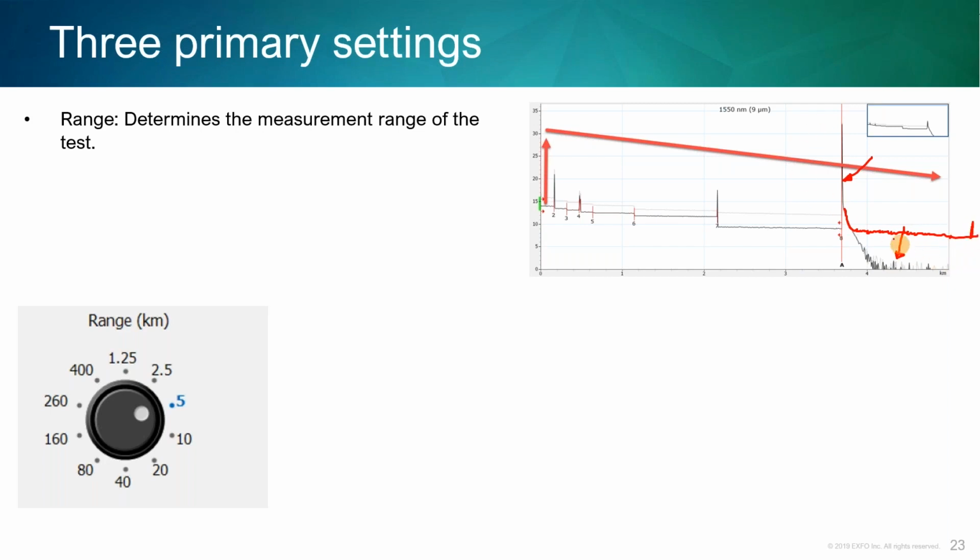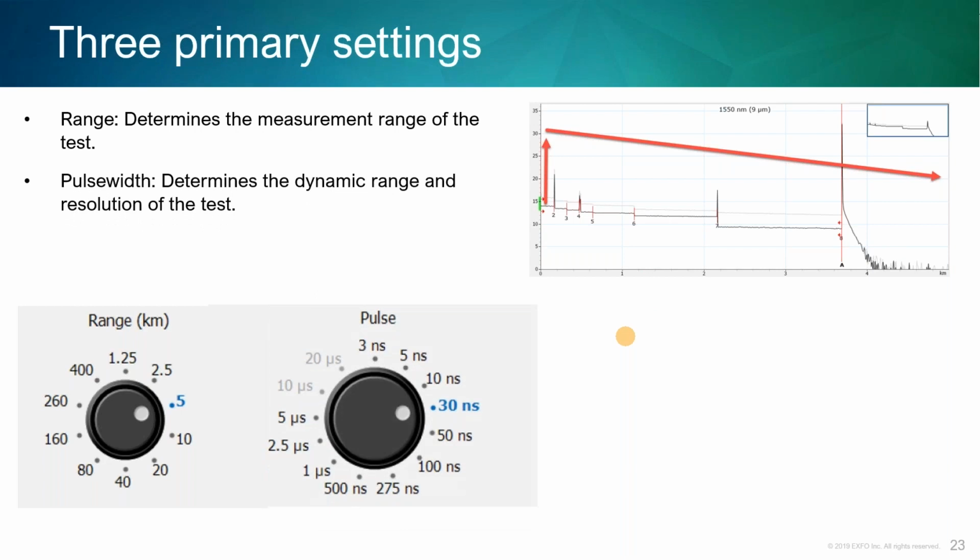It's just high loss is all that was. And you think you're seeing the end of fiber, but you're not. So it's important to clearly see the noise floor. Good OTDRs and good noise floors are 5 dB or below. And so that's the noise floor thing there. So that's setting number 1.